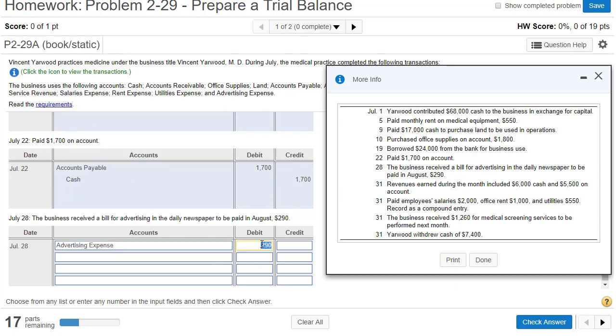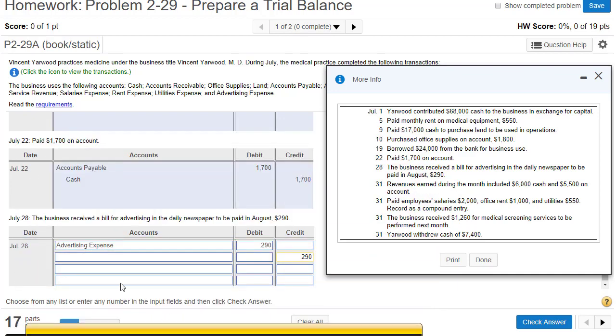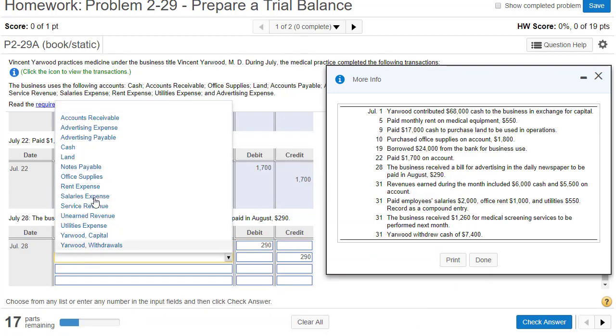So now we need a $290 credit. And we said we're not going to pay it now, so it's some type of a liability. And liabilities, we have more liabilities, so that's going to be the credit account. So that makes sense. And as for liabilities, we notice they don't let you choose accounts payable. You have to choose advertising payable. And that makes more sense.